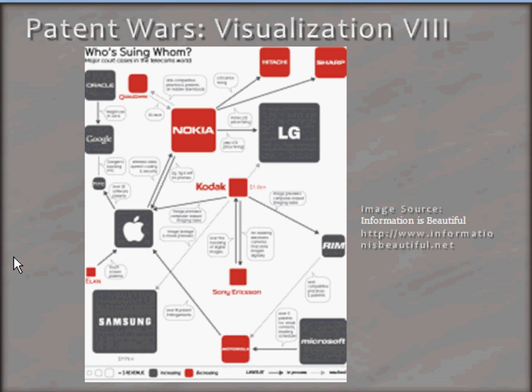And so finally, we'll look at this last visualization. This is a very attractive one. Again, it shows a lot of information in one place. You can see from the legend here that the size of the square that the company name or logo is in shows the size of the company. The color of the square with the logo in it shows whether the company size is increasing or decreasing. And the arrows, whether they're bold or dashed, show whether the lawsuits are current or resolved.